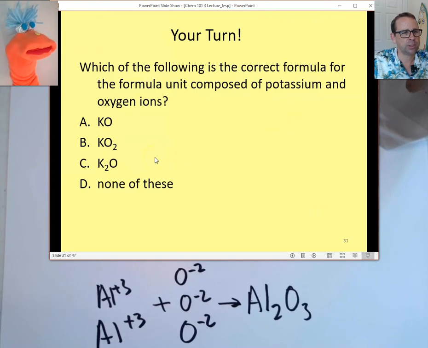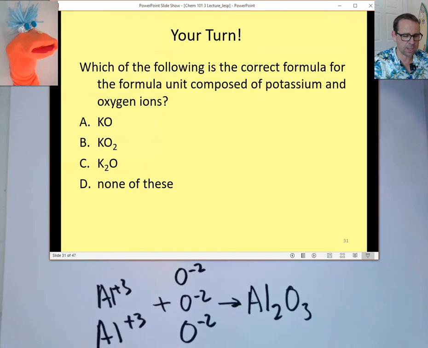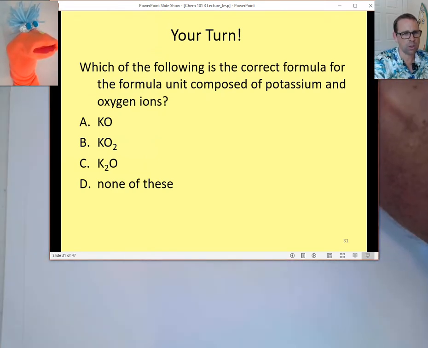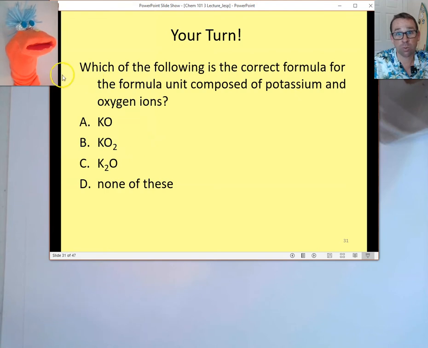Okay, good job. So, work on this one at home. Identify what the correct chemical formula is for this combination of potassium ions and oxide ions. All right, did you get to work on it? If you didn't, push pause and do it. Fred's going to talk. We're going to talk through this one with Fred.